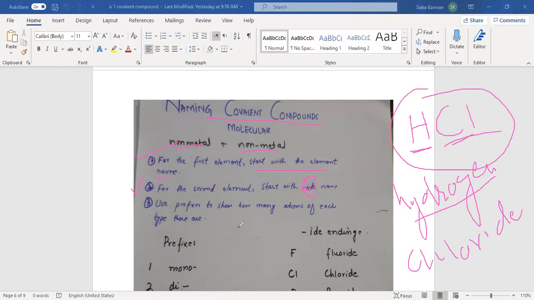There are some prefixes if there are many atoms. In this example, you can see both have just one atom. If there are more than one atom, you have to use some prefixes. Prefix means before the name. Before the name, you have to add something. So look here. What do we have to add before the name?